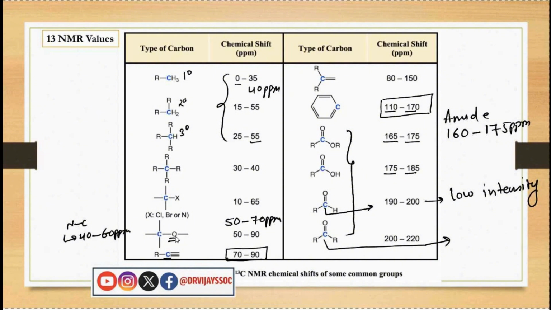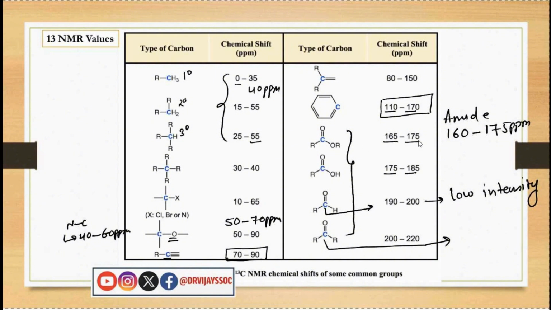When it is connected to the oxygen, then it comes from 50 to 70 ppm more often, but it could go to 90 ppm depending upon the structure. Acetylene carbon comes from 70 to 90 ppm, and benzene carbons come from 110 to 170. These values for the functional groups are very important to remember.